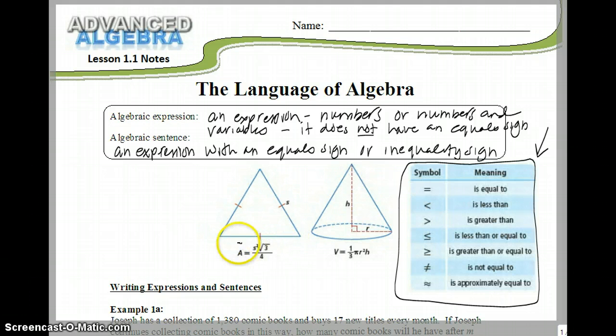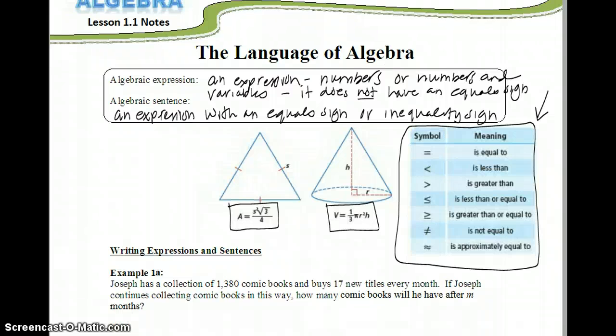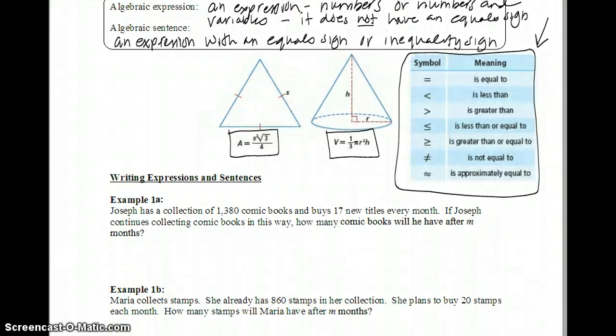If you look at these two examples right here, A equals s squared times the square root of 3 divided by 4, and V equals 1/3 pi r squared times height. So your area and your volume, those are both algebraic sentences because they have the equal sign in them. So we're going to practice writing expressions and sentences.